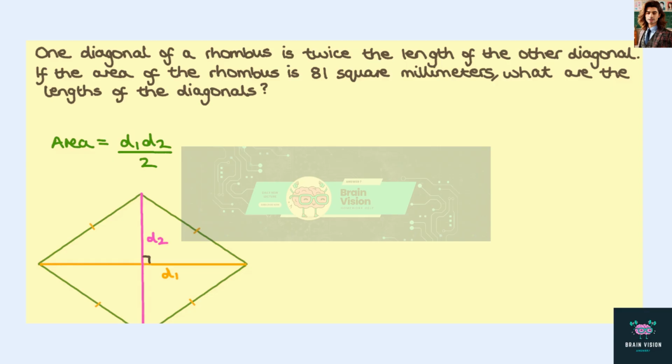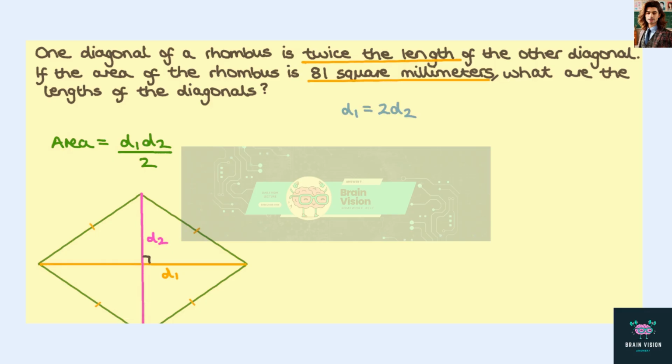So we recall that the area of a rhombus is equal to half the product of the lengths of its diagonals. It's equal to d1 d2 over 2, where d1 and d2 are the lengths of the diagonals. We've been given that the area of this rhombus is 81 square millimetres, but not the lengths of either diagonal. However, we do know that one diagonal is twice the length of the other.